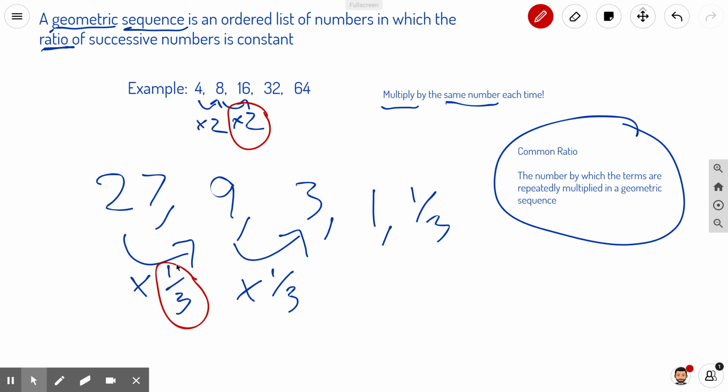Again, the geometric sequence is the number pattern itself in which you're multiplying by the same thing over and over again. That's our geometric sequence. And the thing which you multiply by is called your common ratio.